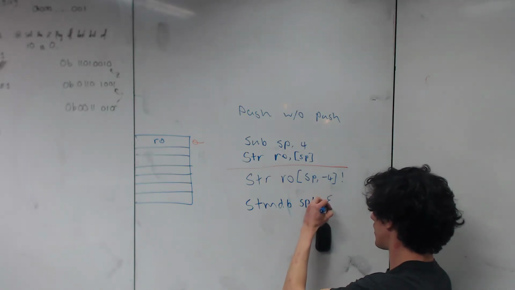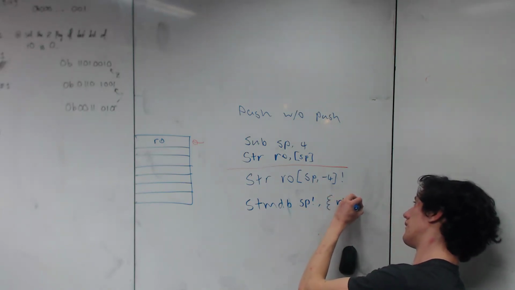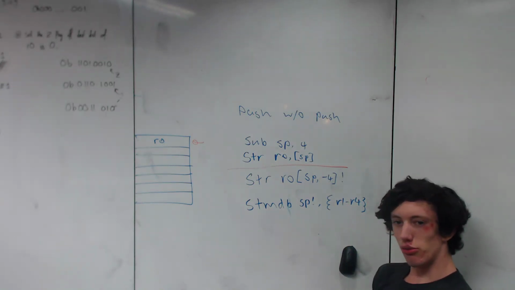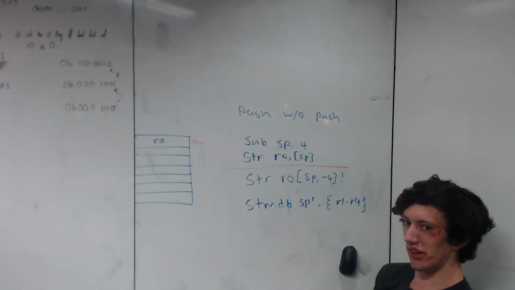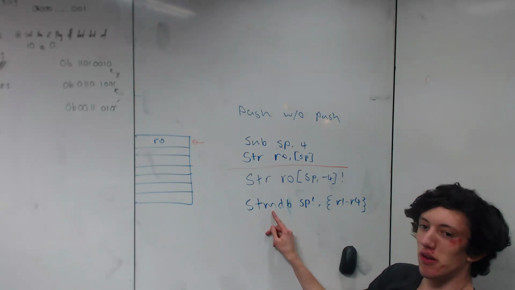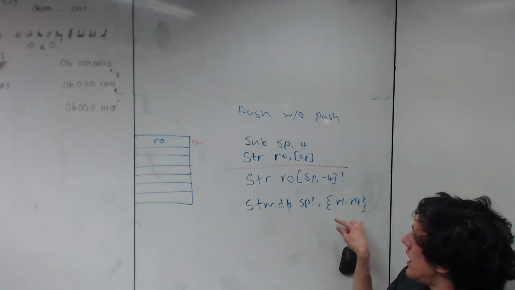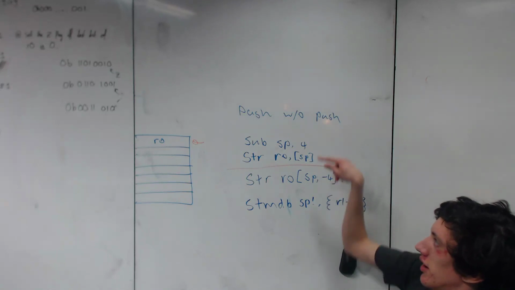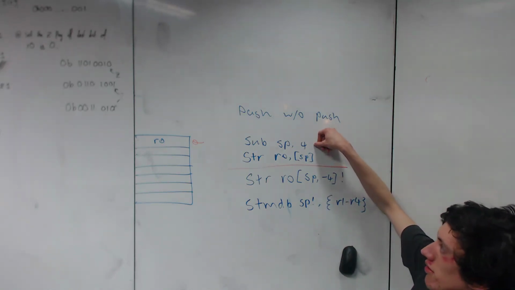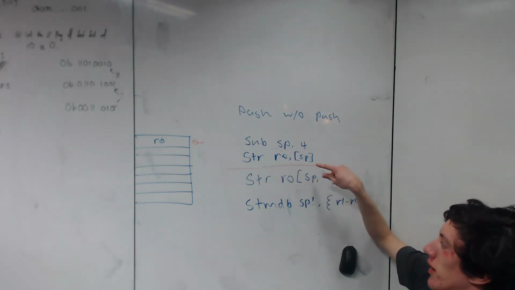What does DB do? Decrement before. Okay, so what does this do? You can sort of infer just by going through the different letters. ST is store, M is multiple, and then DB is decrement before. So for each register in our register list, it's going to subtract 4 from the stack pointer, and then store that register at the stack pointer.